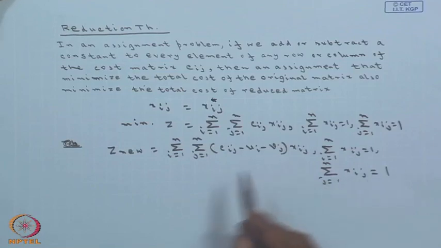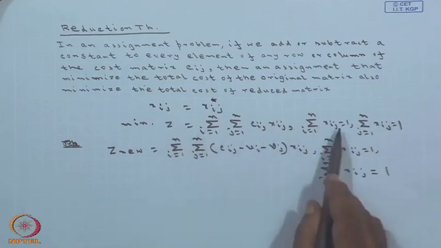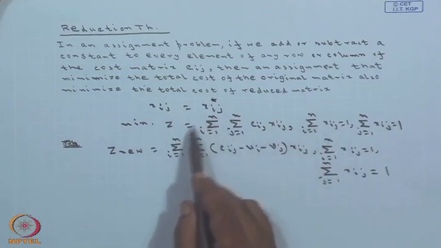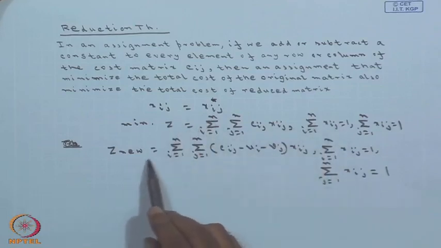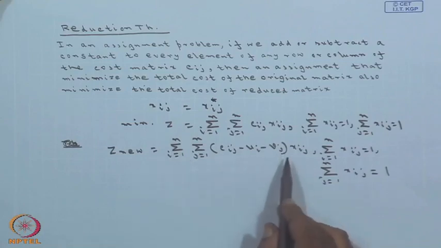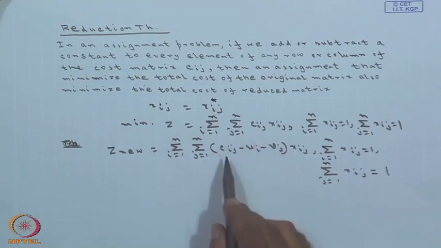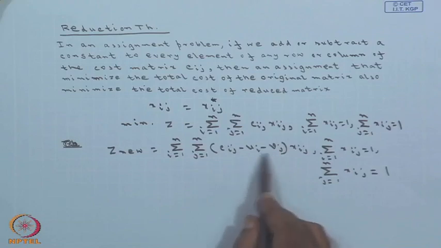So we are saying that if x_ij star satisfies z, then it will also satisfy z new equals this. That means your cost coefficient has been subtracted by some number. So, how to prove it?